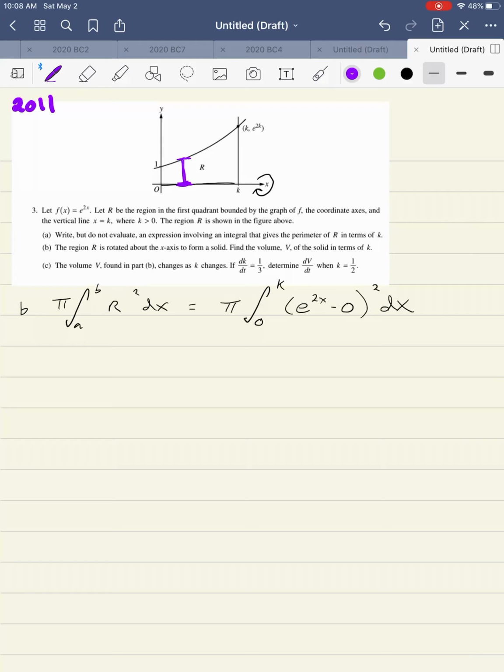Find the volume. It actually wants you to find the volume here to work it out. So we've got pi, simplify it once, 0 to k, so it's e to the 4x dx. Antiderivative. Remember, you've got to reverse chain rule it. So it's 1/4 e to the 4x from 0 to k. So you've got the pi over 4 out front. So pi over 4 e to the 4k minus pi over 4.